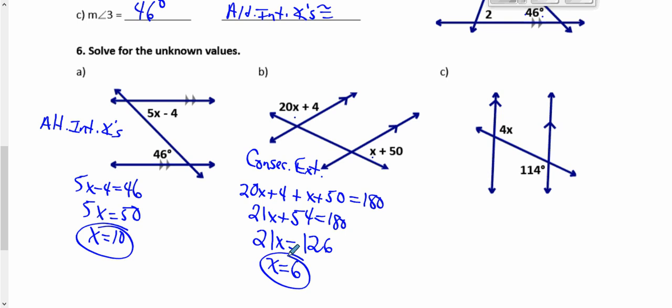C should be pretty easy. What's the angle pair? Alternate interior. What's our equation? Well, I couldn't hear. 4x. Because they're congruent if the lines are parallel, right? So what does x equal? Calculator on your desk, right? 28.5. 48.5, right?